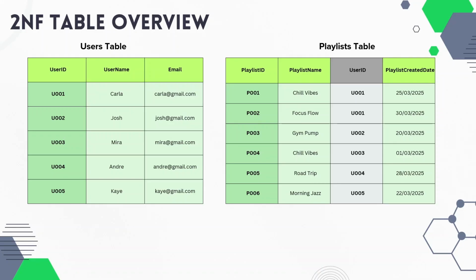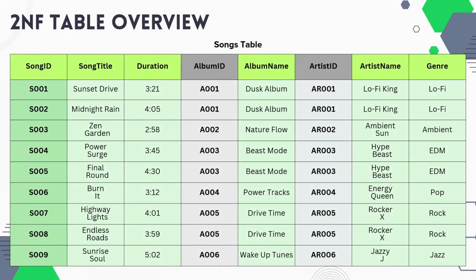Here, we break the large table into smaller ones. Users table stores user details like user ID, username, and email. Playlist table contains playlist ID, playlist name, and playlist created date, with user ID as a foreign key. Songs table manages song information, including song ID, album ID, artist ID, and genre information.